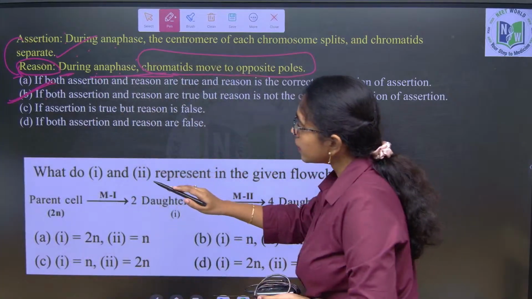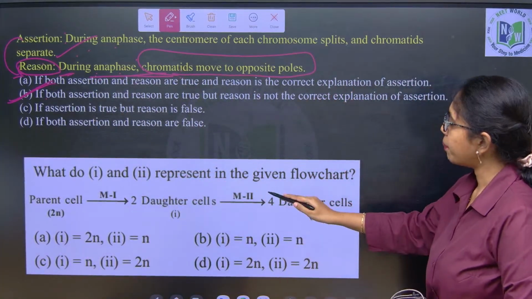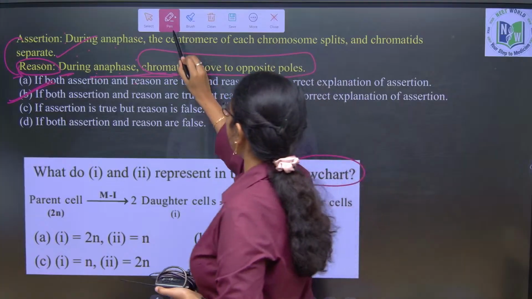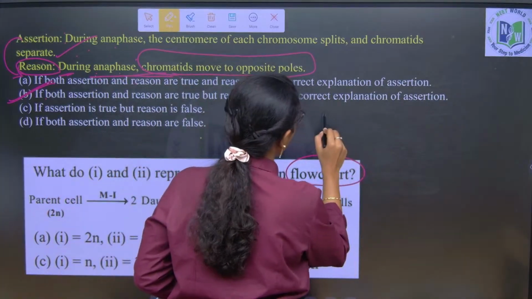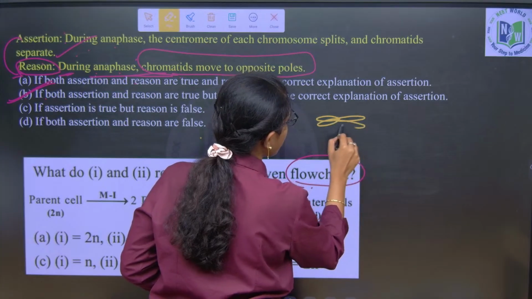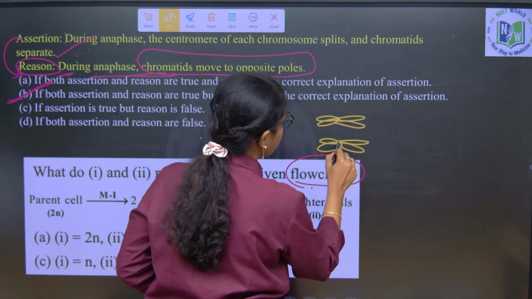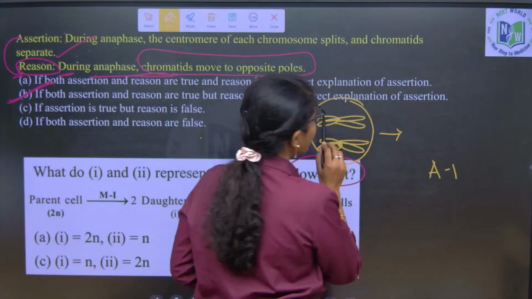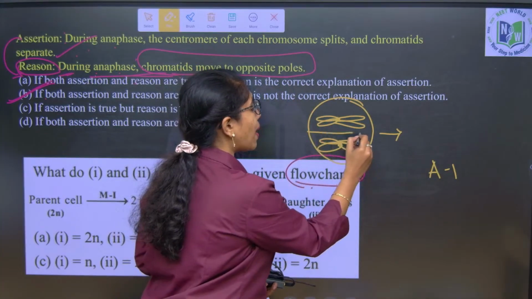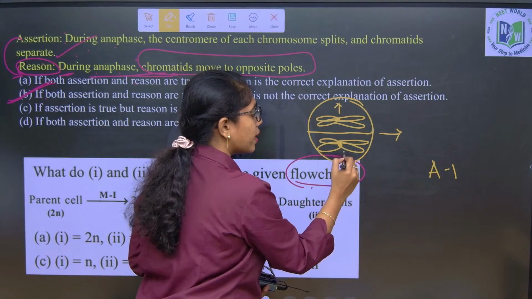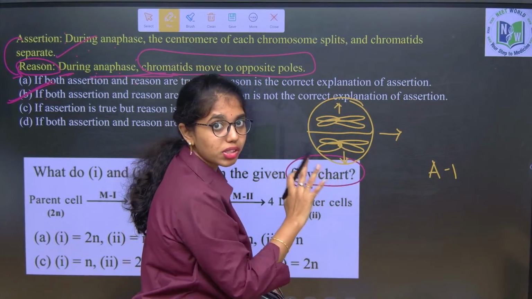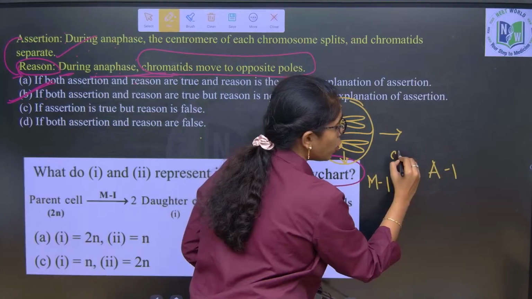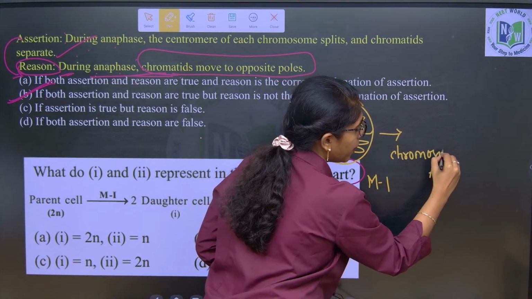Next one. What do 1 and 2 represent in the flow chart of meiosis 1 and meiosis 2? In meiosis 1, at metaphase 1 what is formed? At metaphase 1, a bimetaphasic plate is formed. In anaphase 1, there is no centromere splitting, but this part of the homologous chromosome moves to this pole and this moves towards the opposite pole. There is no centromere splitting, and from the transition of metaphase 1 to anaphase 1, the chromosome number is getting halved.